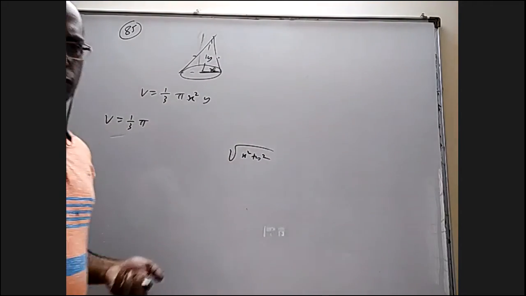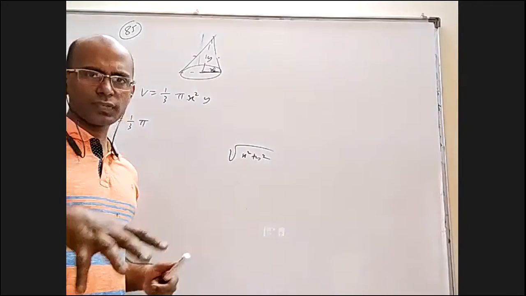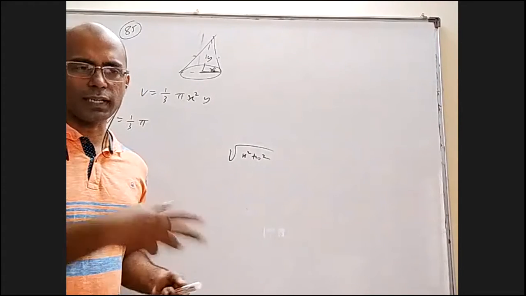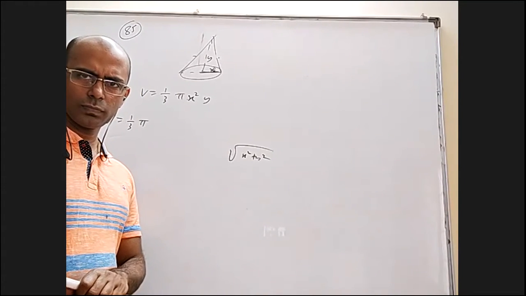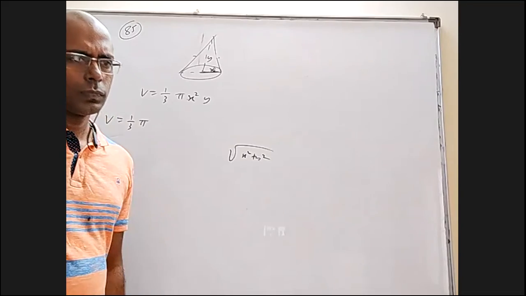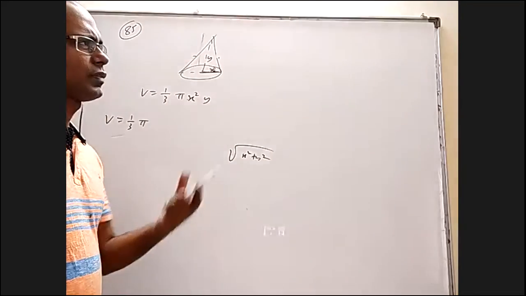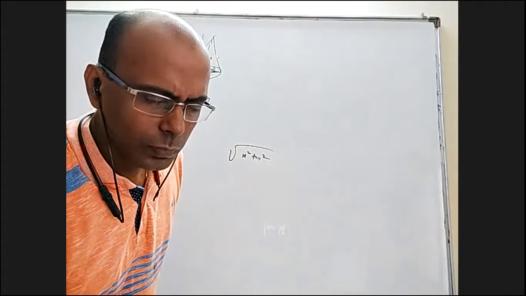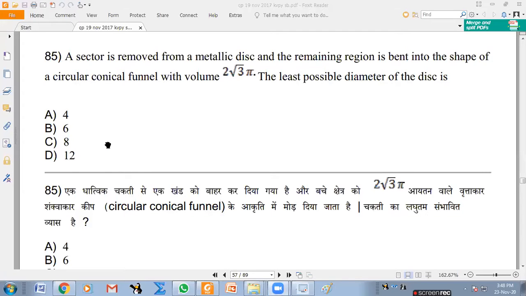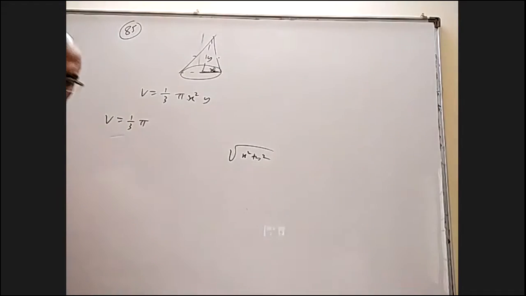Another way of asking the same question is, there are many cones of the same volume. Which one has the maximum slant height? Am I right? Then I take the least diameter or least radius. Okay, fine.